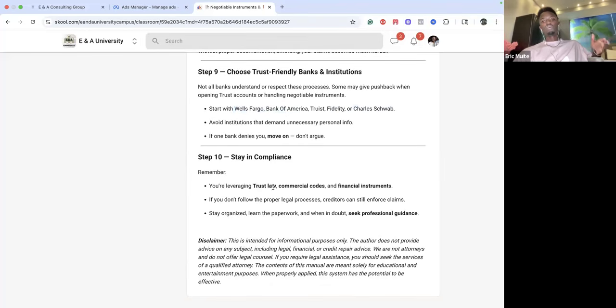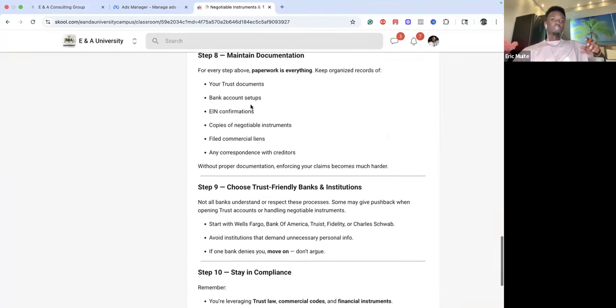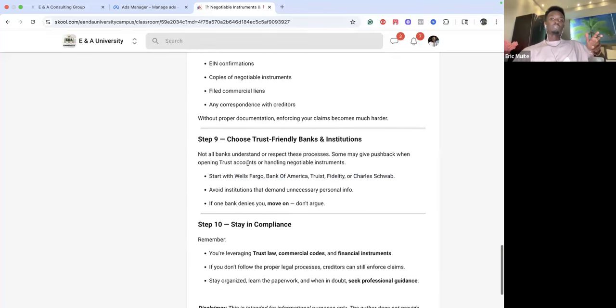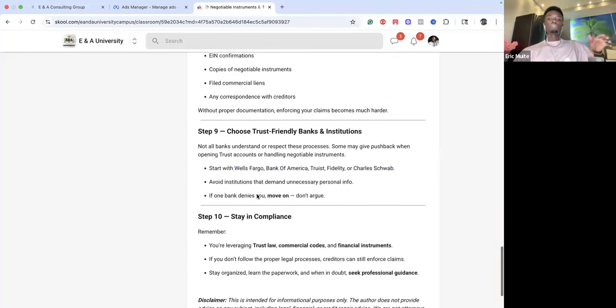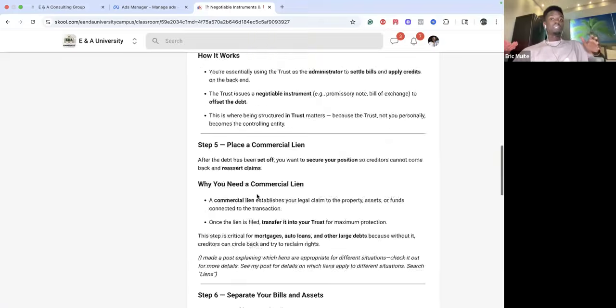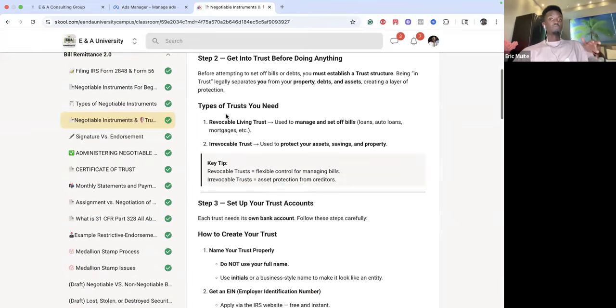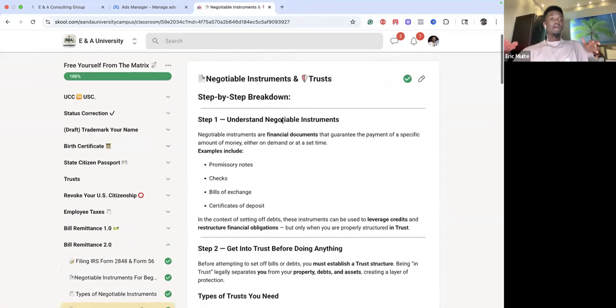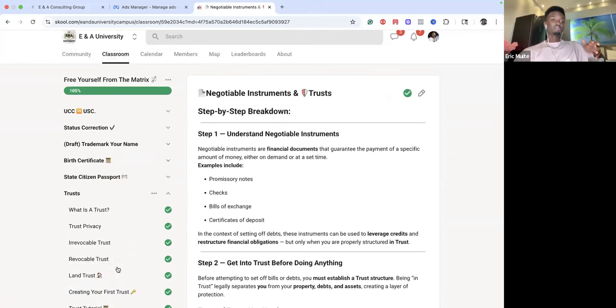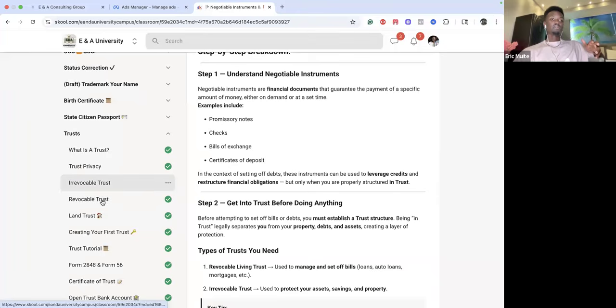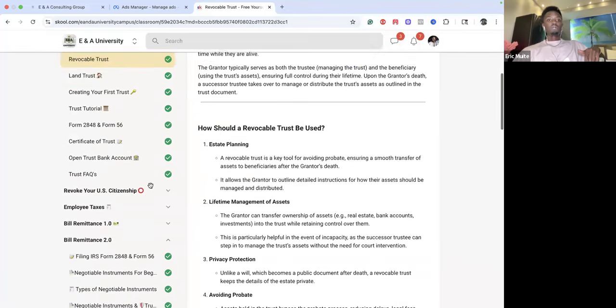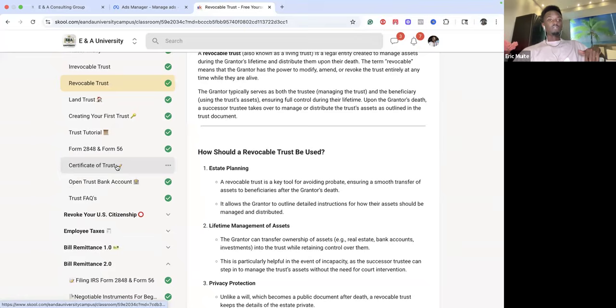Remember, you're leveraging trust law, commercial codes, and financial instruments. And if you don't follow the legal processes, creditors can still enforce claims. So by having everything you need and staying organized, like I share with you, you shouldn't have any problems. And it's pretty much laid out for you guys. When you get here, you're basically following these steps, right? You want to create a revocable trust. I have a video here on how to do that for completely free, right? A revocable trust. Where's the video?